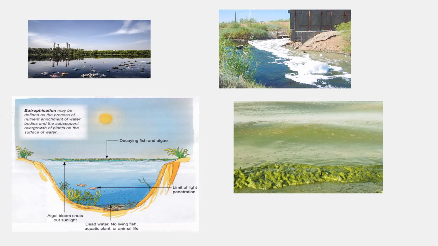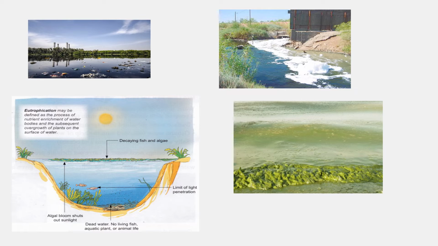Right? Then the green one is algal bloom. The next one, the labeling order for eutrophication. Now, eutrophication may be defined as the process of nutrient enrichment of water bodies and subsequent overgrowth of plants on the surface of the water. That is with reference to growth of algae. That is algal bloom. So algal bloom in turn leads to eutrophication.